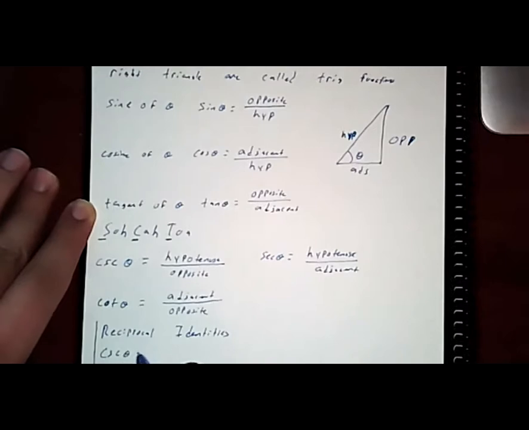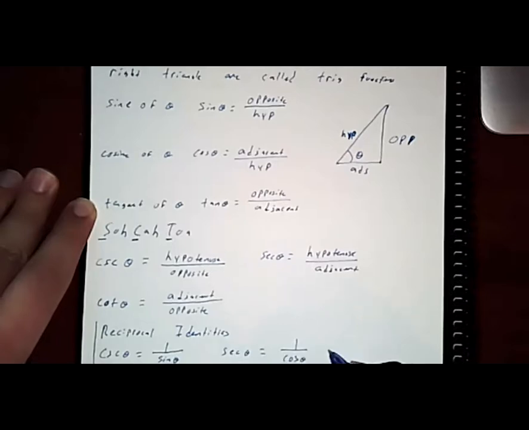Cosecant theta is equal to 1 over sine theta. Secant theta is equal to 1 over cosine. Cotangent theta is equal to 1 over tangent. So they're just a reciprocal of the original 3. That's all it is.